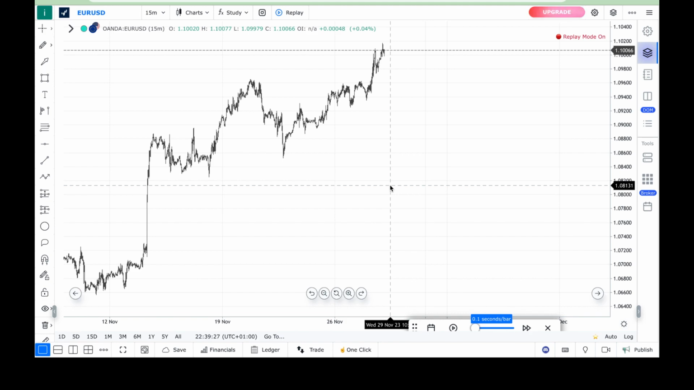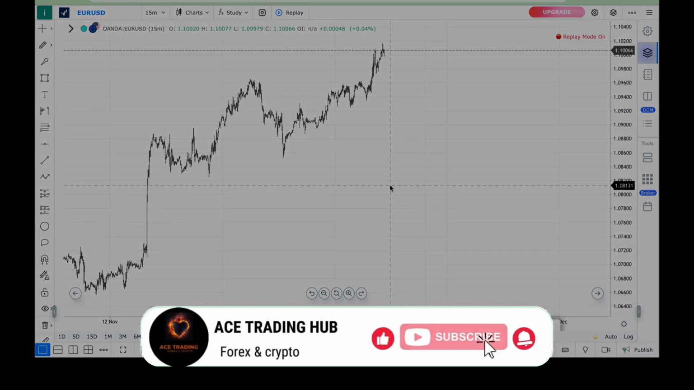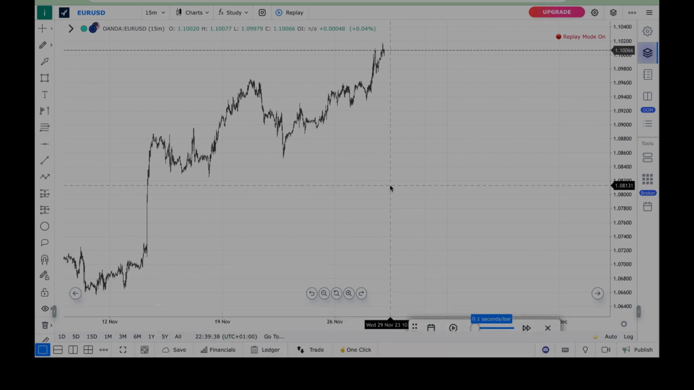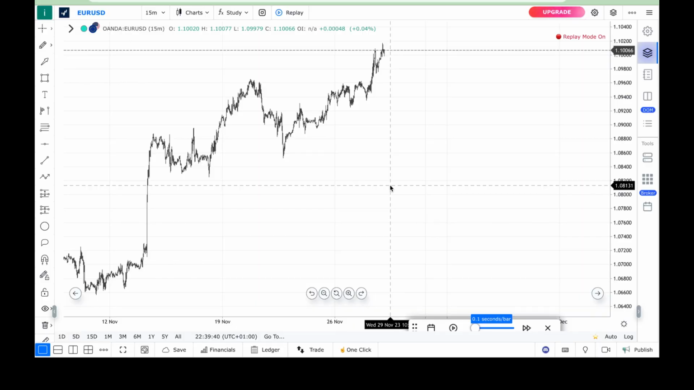So, welcome back. Now we will look at the live examples of those liquidity we talked about on the chart. Yes, now we will look at the live example.